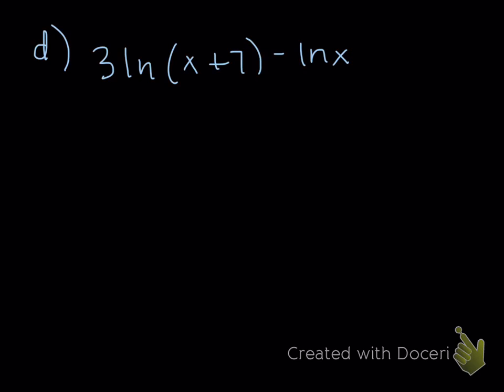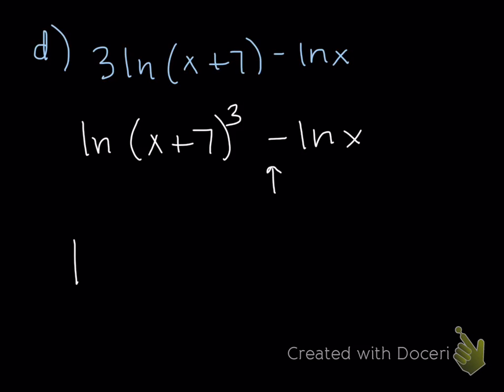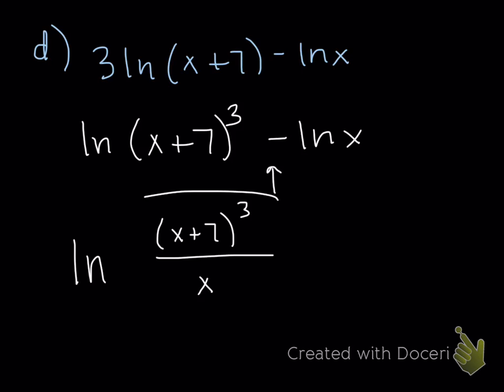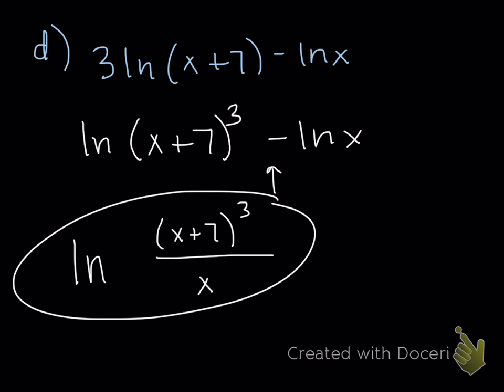So again, for our next one, we're going to start by sending the coefficient back to being an exponent. Notice it's natural log, so natural log and log, all the rules still apply. And now we look at the operation between the two natural logs, and that is subtraction. So that means we piece it together with the quotient rule. So in the numerator, I have the quantity of x plus 7 cubed. In the denominator, we have x. And that's our final answer.